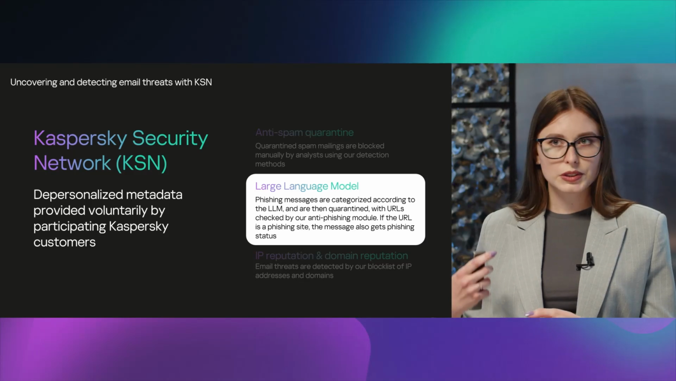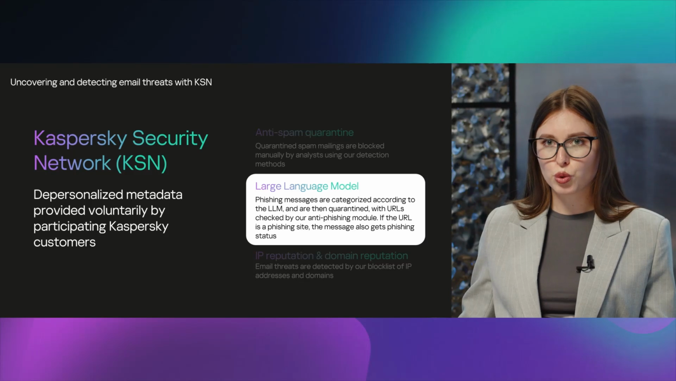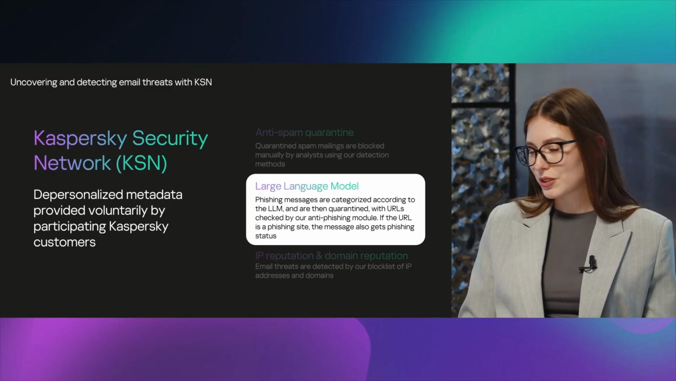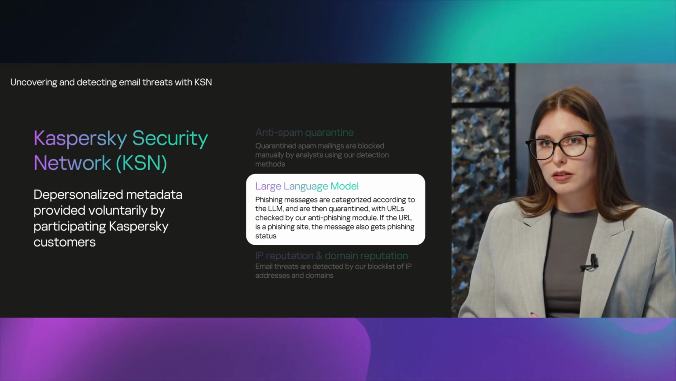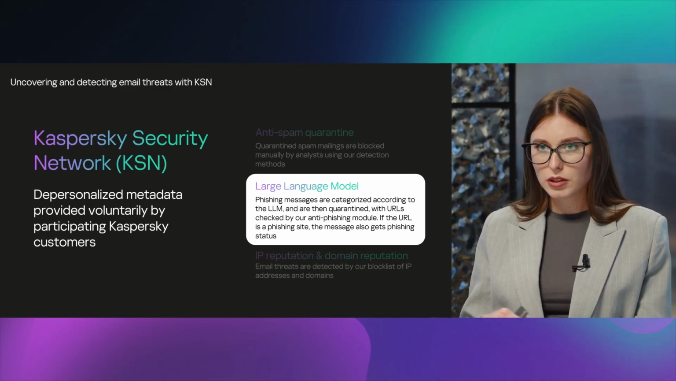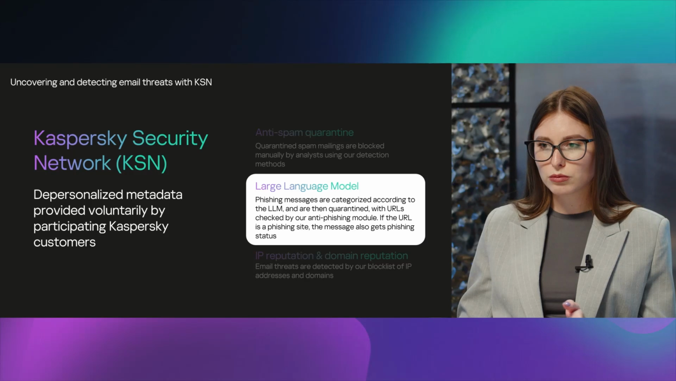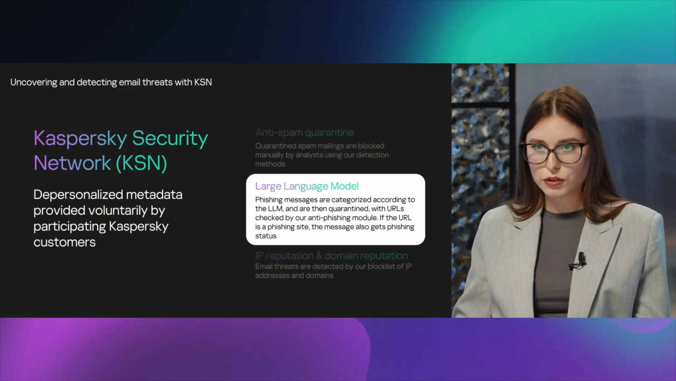Another tool that works with the use of the KSN is the large language model. So how does it work? Phishing messages are categorized by the large language model. Then they are quarantined, and while the message is held in quarantine, we send URLs to a special service in which it is checked by our anti-phishing module. If the URL is a phishing site, the message itself also gets a phishing status.